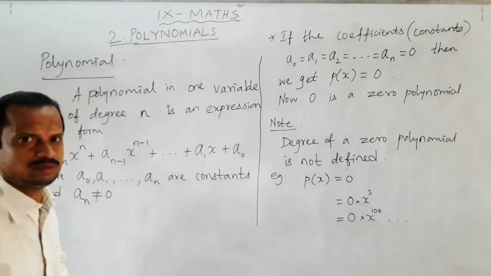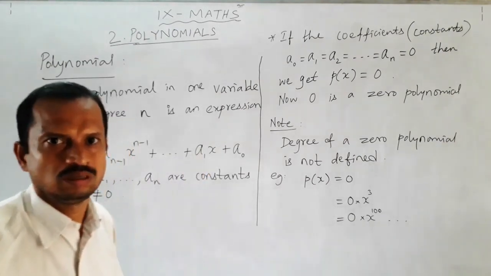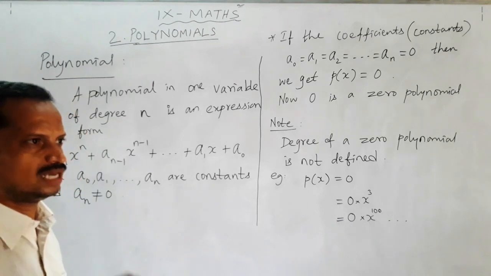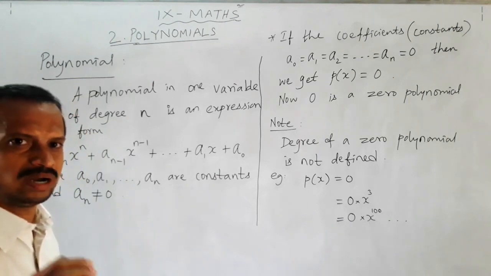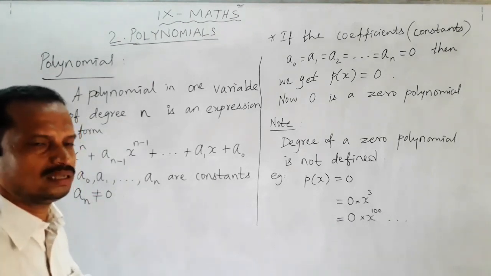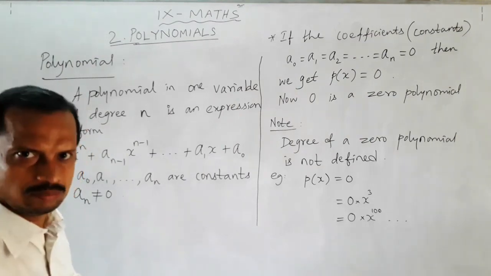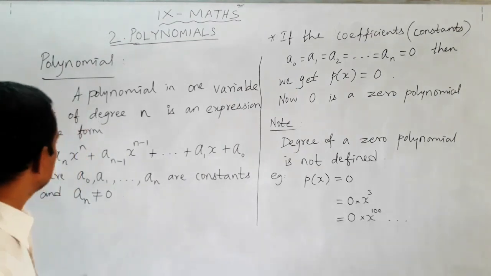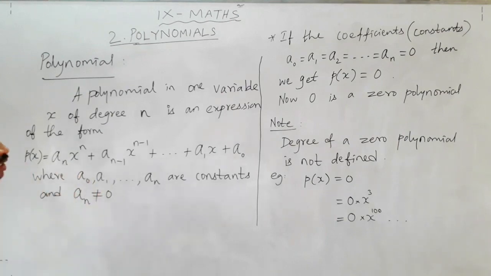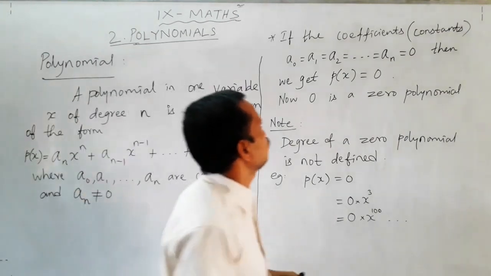Any term may be 0 or any term can be. I already told you x cube plus 2x minus 2. If 2x is not there, then also it is a degree 3 polynomial. I explained to you, so in such a way you have to understand this is a general form. Clear?